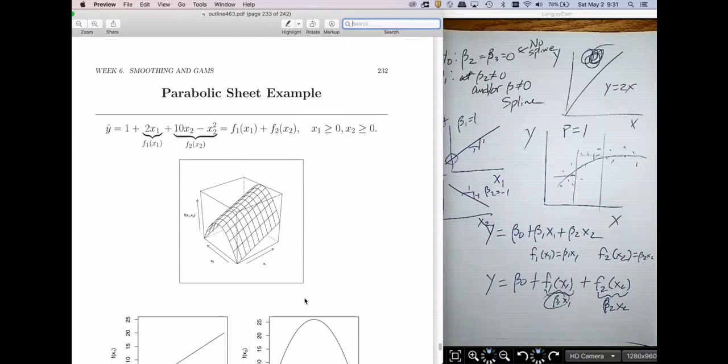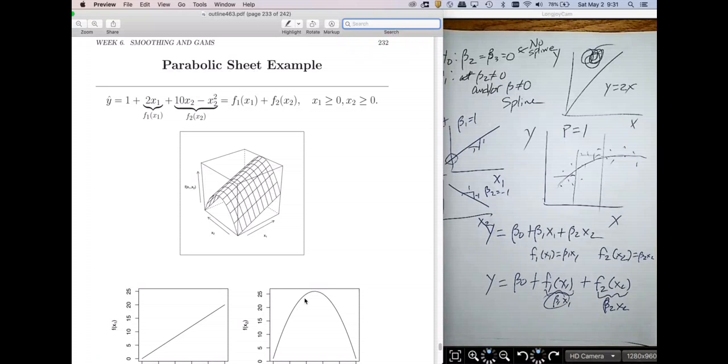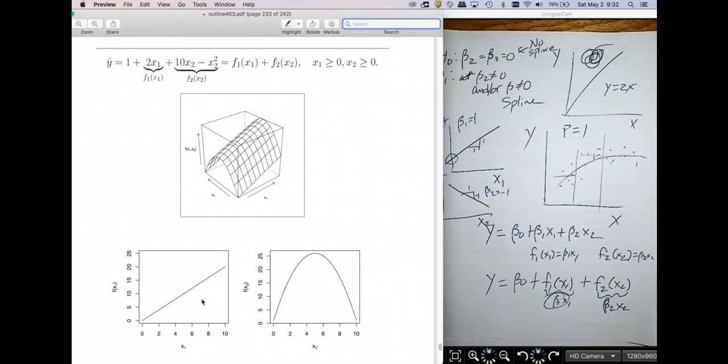All right, well, to build up a little bit of intuition around this, I think it's good to study an example of a function that we can completely understand. I call this the parabolic sheet example. Let's say this is the true relationship between some y variable and two x's. It's going to be 2x1 plus 10x2 minus x2 squared. What's important to note is that this function can be grouped so that it's additive. I can write f1 of x as just 2 times x1, and f2 of x as just this parabola. And if I go down to the bottom here, I've shown you what these functions look like.